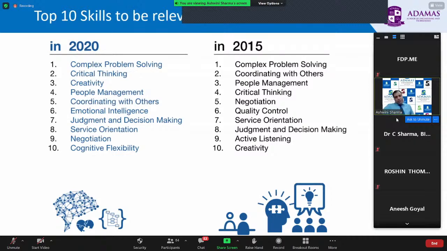Judgment and decision making has gone down because now there are so many decisions we don't have to take. Yes, the decision can be taken by your mobile phone on your behalf if something goes wrong at your home, and if it is a smart home, then obviously all kinds of parameters can be taken care of. So you don't have to worry about that. You don't have to stress on this.